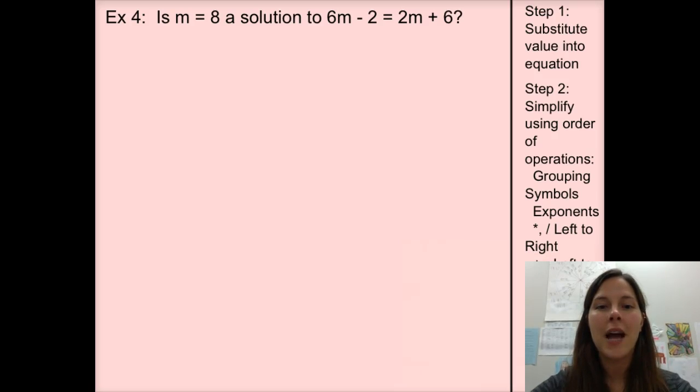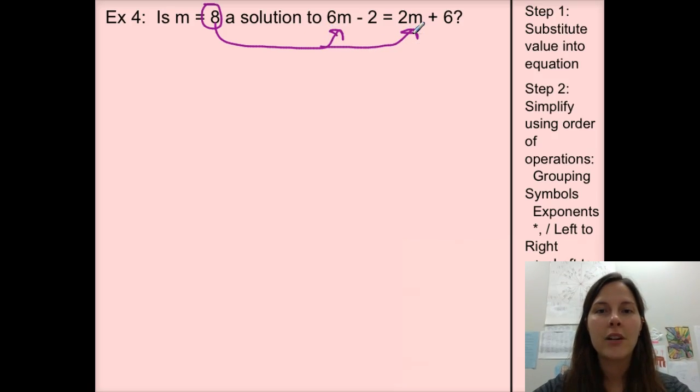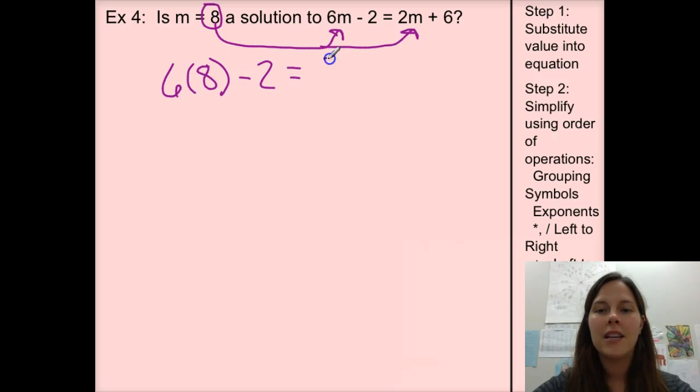Final example: is m equals 8 a solution to our equation? This time we have two spots with the variable m, so we're going to replace both variables with 8, multiplying 6 by 8 minus 2. Does that equal 2 times 8 plus 6?